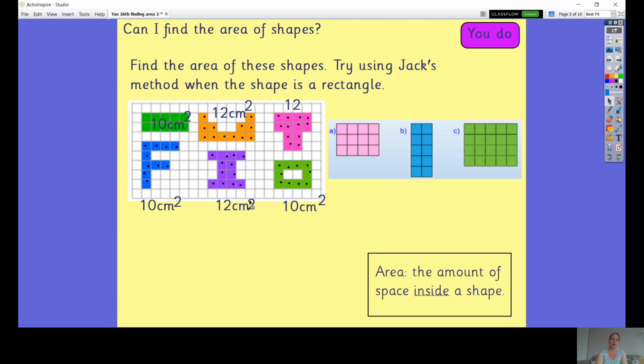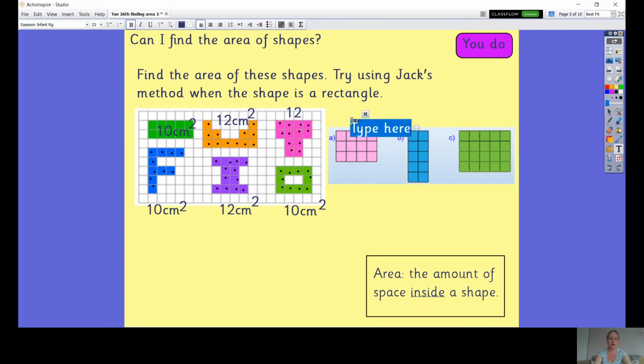Okay, now these ones we can use Jack's method, our multiplication tables to help us. So it's 4 rows with 3 in each row. So it's 4 times 3, and I know that 4 times 3 is 12, so I can do that one. And then this one, 1, 2, 3, 4, 5 rows with 2 in each row, so it's 2 times 5 or 5 times 2, and I know that's 10.